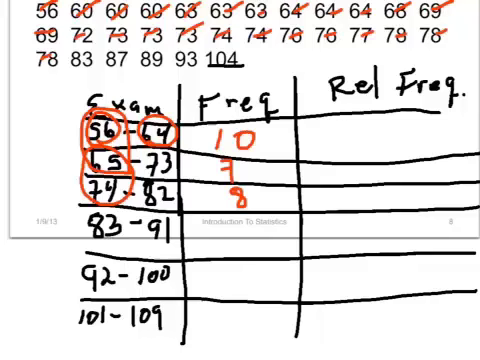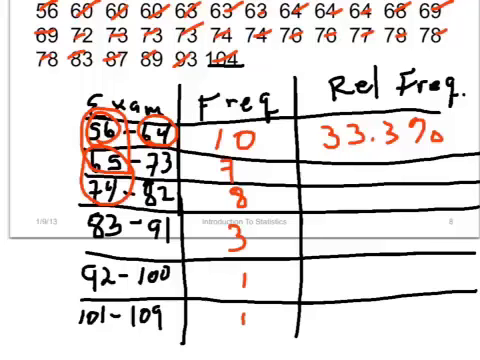83 to 91: 1, 2, 3. 92 to 100: 1. And 101 to 109: we get 1. So that's our frequency. And again, our relative frequency, we have a total of 30 exam scores, so 10 divided by 30. So that will give me 33.3%.